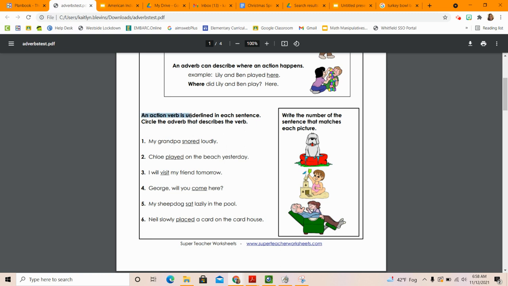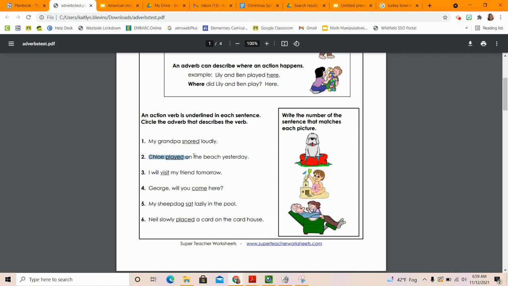So an action verb is underlined in each sentence. So they've already told you the verb. Circle the adverb that describes the verb. So all you're doing is circling one word in each sentence. So number 1, my grandpa snored loudly. Snored is the verb. What word describes how he snored?